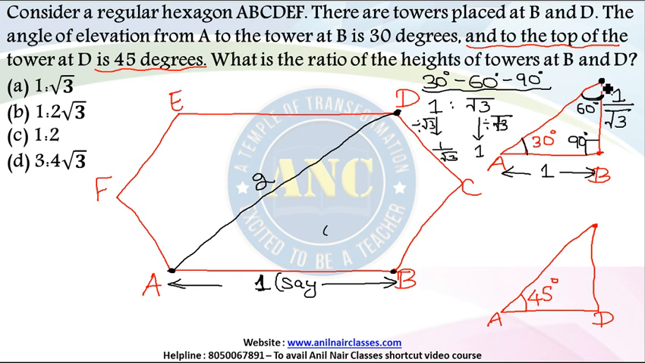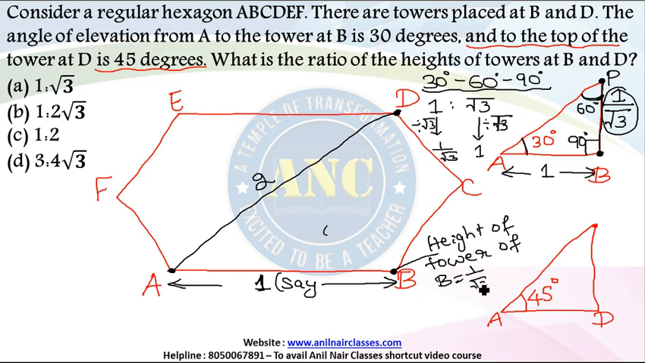This particular point, let me call it P. PB is nothing but the height of the tower which is placed at point B. That means the height of the tower. I hope you are understanding. There is a tower at point B, and that height is nothing but 1 by √3, right? That is nothing but 1 by √3.